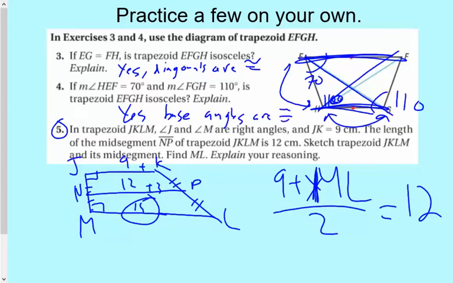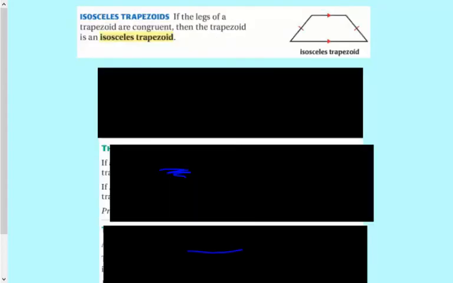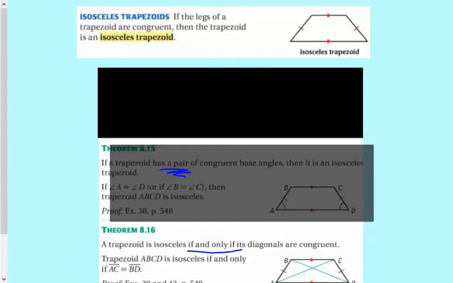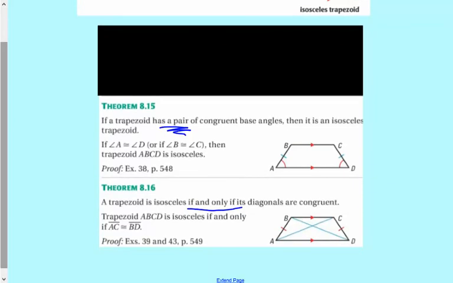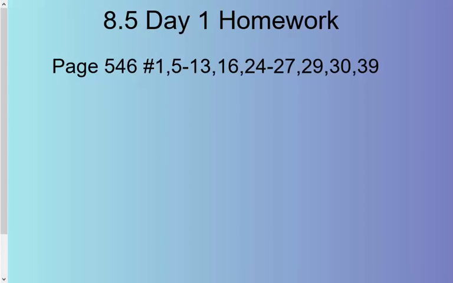Okay, so what I'm using there, going back to these, I'm using 8.15, and then the number 3 I was using 8.16 to show that it's isosceles. All right, so there you go. That's a little bit about trapezoids and isosceles trapezoids.